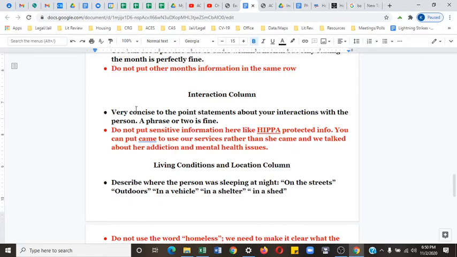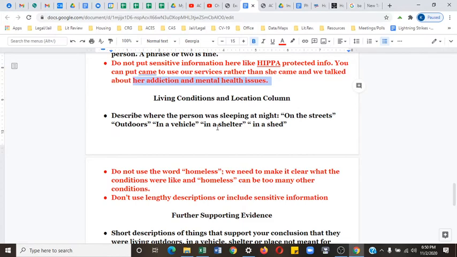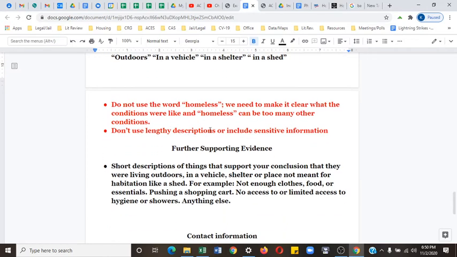Your interactions column is a very precise, to-the-point statement about your interaction. It's just who you are and a very quick phrase about what the interaction is. We're not putting sensitive HIPAA protected information there, or information about their mental health or addiction or anything like that. The living conditions column is only giving the description of the streets, outdoors, in a shelter, and so on. We are not using the word homeless at all. We're giving the description in place of that, and we're not using lengthy descriptions or including any sensitive information.